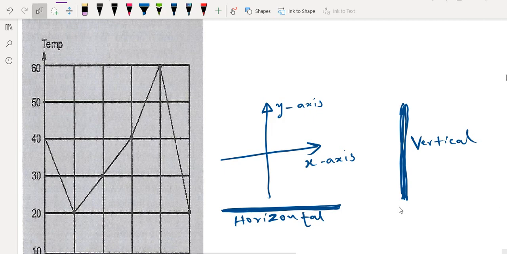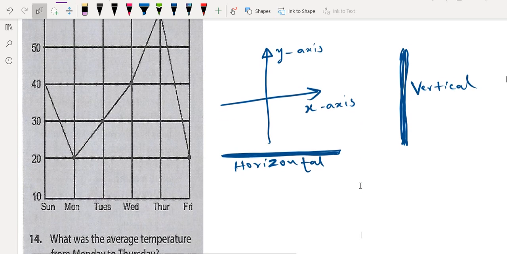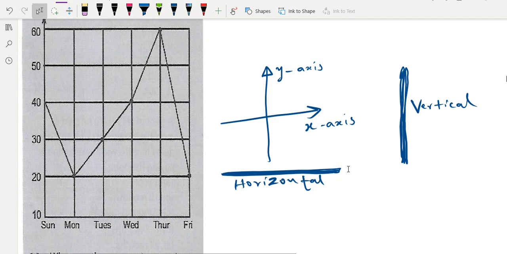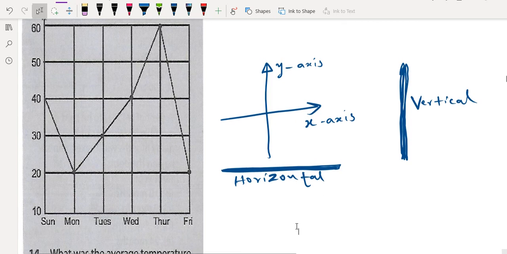It started with Sunday. On Sunday, if you look at the graph, you notice it's 40. Sunday, the temperature of that day was what? 40. Do you see that here? Yes. On Monday, the temperature was what? 20. On Tuesday, the temperature was what? 30. On Wednesday, 40. On Thursday, it should be up there. That's 60. Then on Friday, about 20 or so. Okay. So let's use that to answer the questions.